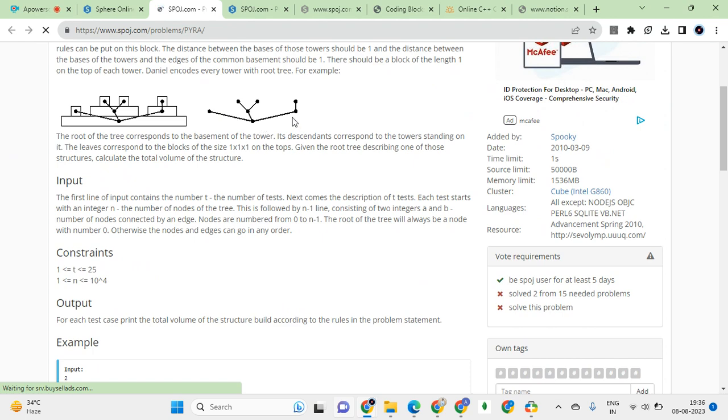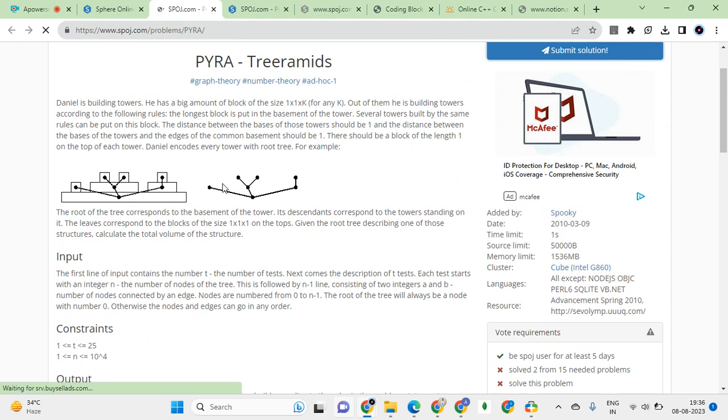I can see nodes 3, 2, 2. Building towers. He has a big amount of blocks of size 1 cross 1 cross k for any k. What does it mean? That means length, breadth, and height out of them. He's building towers, and the longest block is the basement. Longest means for maximum k, because the block is already like this. But by the same rules, blocks can be put on this block.